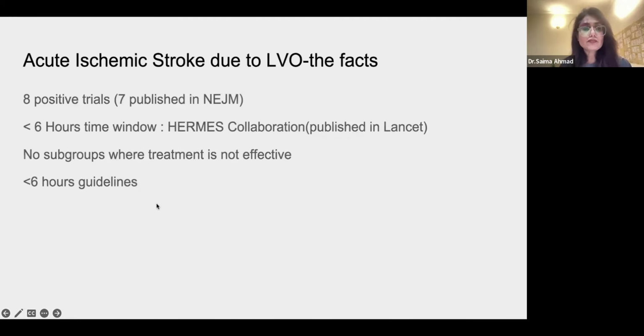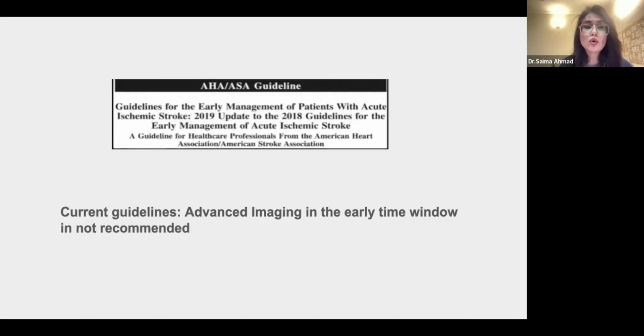So, acute ischemic stroke due to the LVO, a few of the facts: we have 8 positive trials, 7 published in the NEJM, with a 6 hour time window. The HERMES collaboration data already published in Lancet shows that there is no subgroup where treatment is not effective, and the guidelines are already established. The guideline is the same: advanced imaging in the early time window is not recommended.